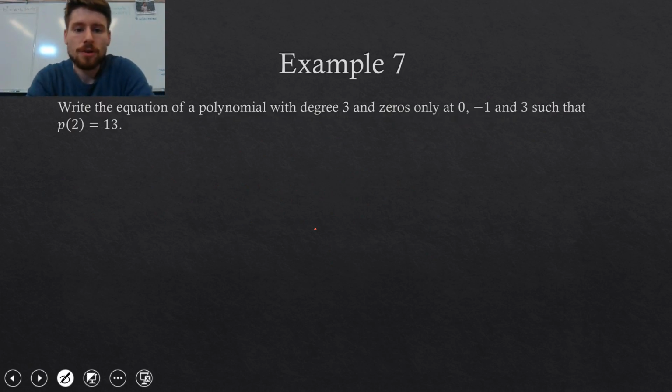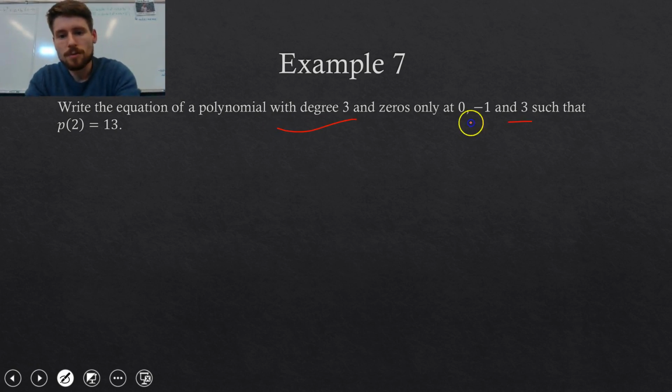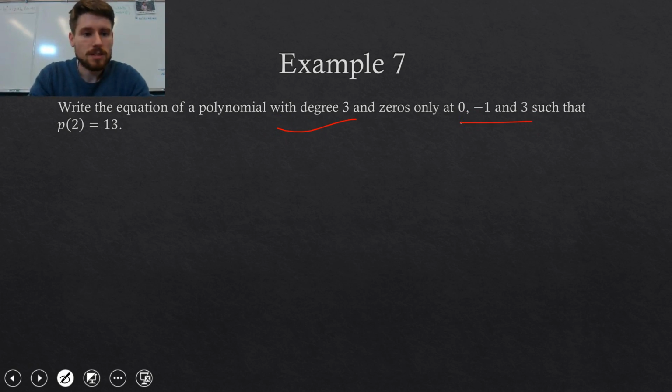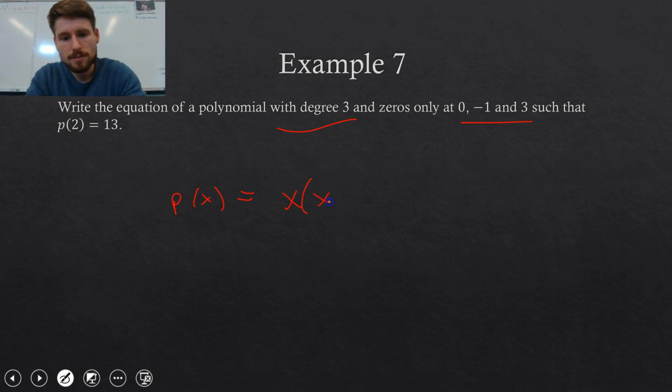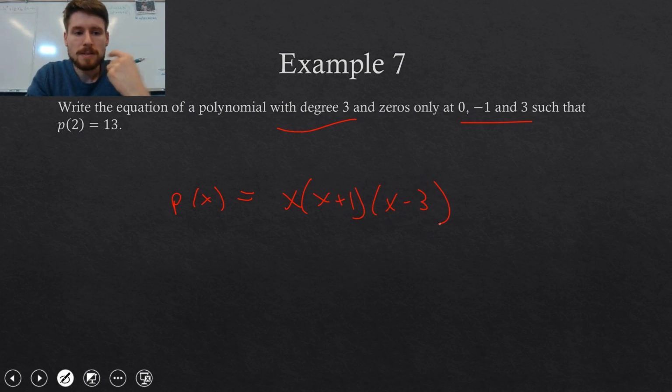Write the equation of a polynomial with degree 3 and zeros only at 0, negative 1, and 3, such that p of 2 equals 13. So let's go ahead and start building it up. We have a degree 3 polynomial with those zeros. So it looks like all the zeros are accounted for, so let's go ahead and write it out. We know p of x is going to look like x times x plus 1 times x minus 3. And so what can we do with this polynomial?